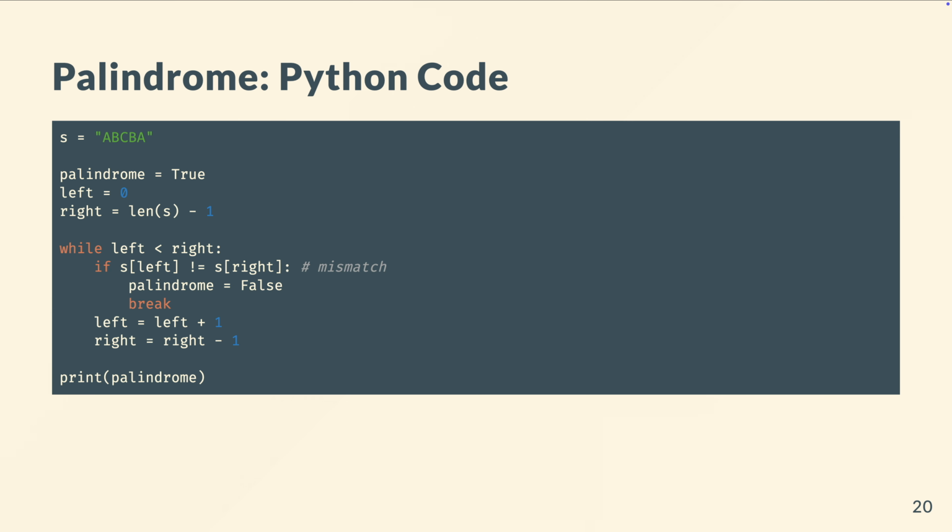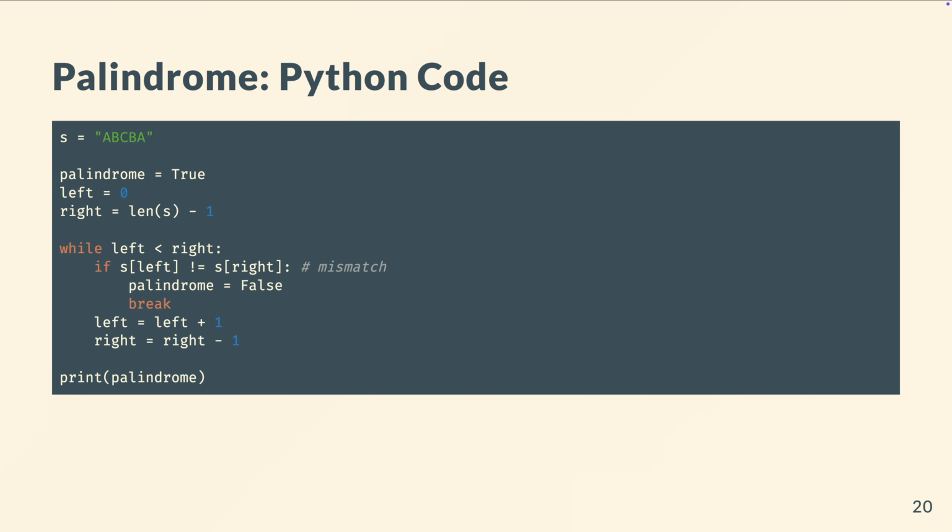Then the while loop. In the beginning of each loop, we check if left is less than right. This means keep looping as long as the pointers have not met or crossed. Inside the loop, we compare characters at index left and index right. If they are different, we found a mismatch. We set palindrome to false and break the loop right away.